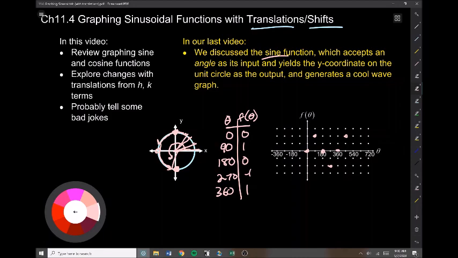Middle, high, middle, low, middle, high, middle, low, middle. I'm going to call this 1 and call this -1 just to make the graph a little bit bigger and prettier. Okay, that's sine.